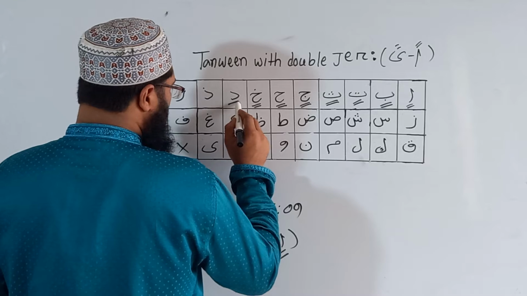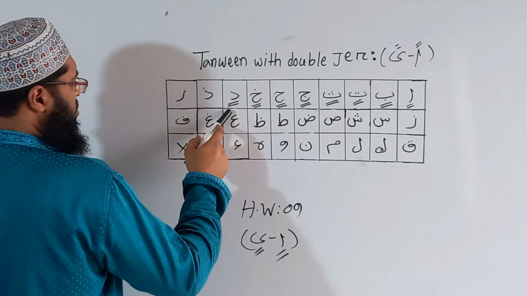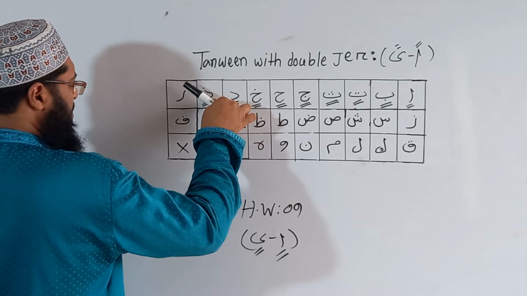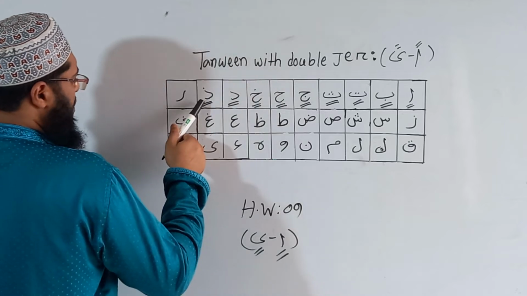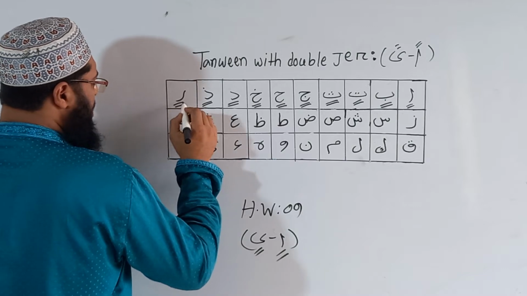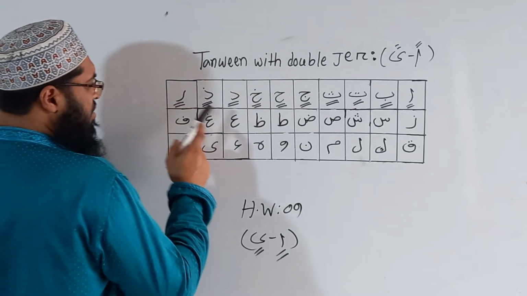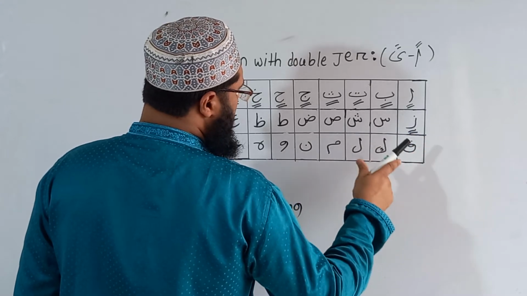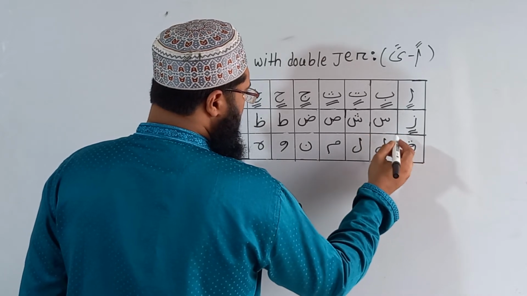My dear student, this one is Dal, and now we have to pronounce this one Dal Dui Zer Din, very softly. And my dear student, this one is Ra, and you have to pronounce this one Ra Dui Zer Rin. And this one is Za. After giving double Zer under the Za, you have to pronounce this one Za Dui Zer Zin. And this one is Sin.